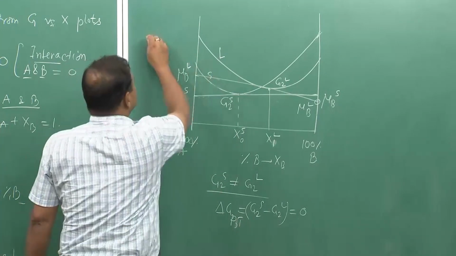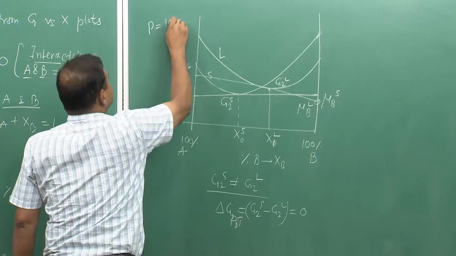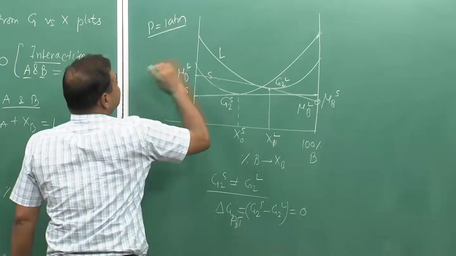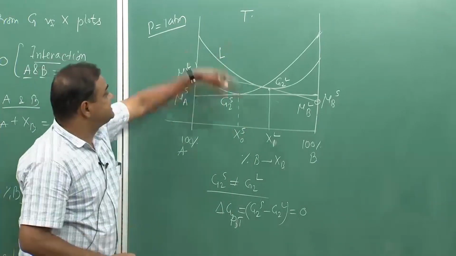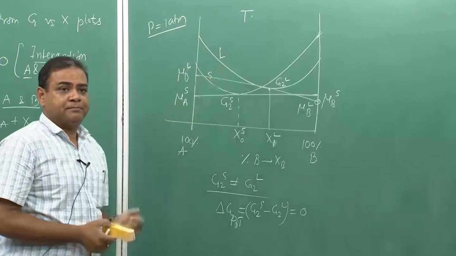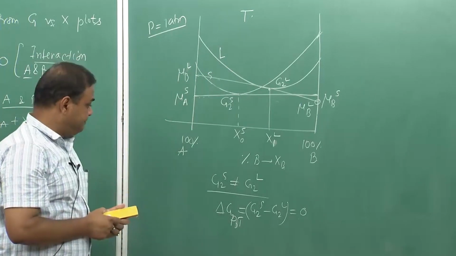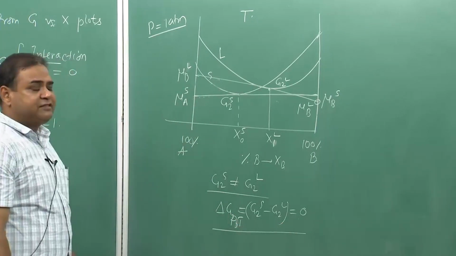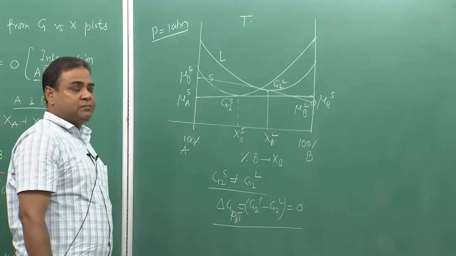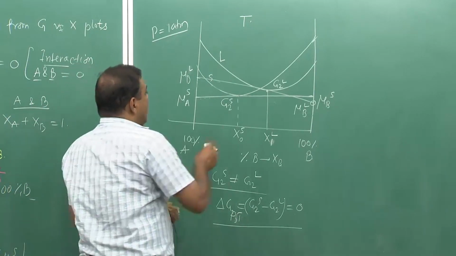And we know that these are all drawn at constant pressure, let us say 1 atmosphere, and this is drawn at a particular temperature T. We can change the T, and accordingly this graph would vary. Either it can shift downward or upward, those things can happen. So, when would you think this thing can go to 0? This is only possible if we have a common tangent.